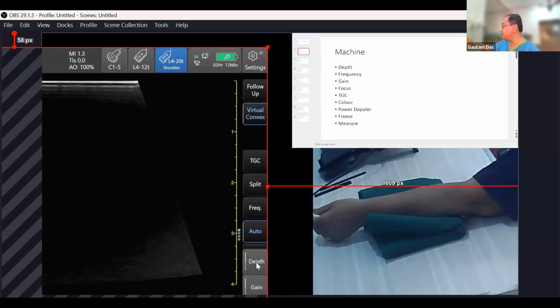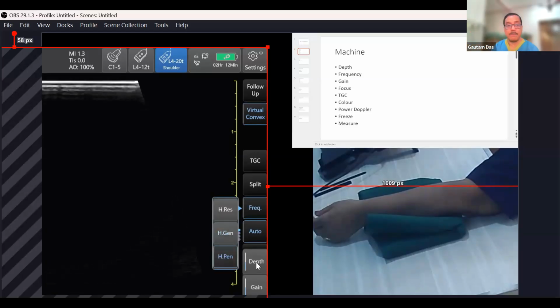In this machine, detailed frequency is not needed, but here you can see one is high resolution. High resolution means the frequency will be higher so that you will be able to see superficial structures, up to 2-3 centimeter, very nicely. If you choose general, as a whole, it will be the mid-range frequency, and there is high penetration. High penetration means it will be the lower frequency.